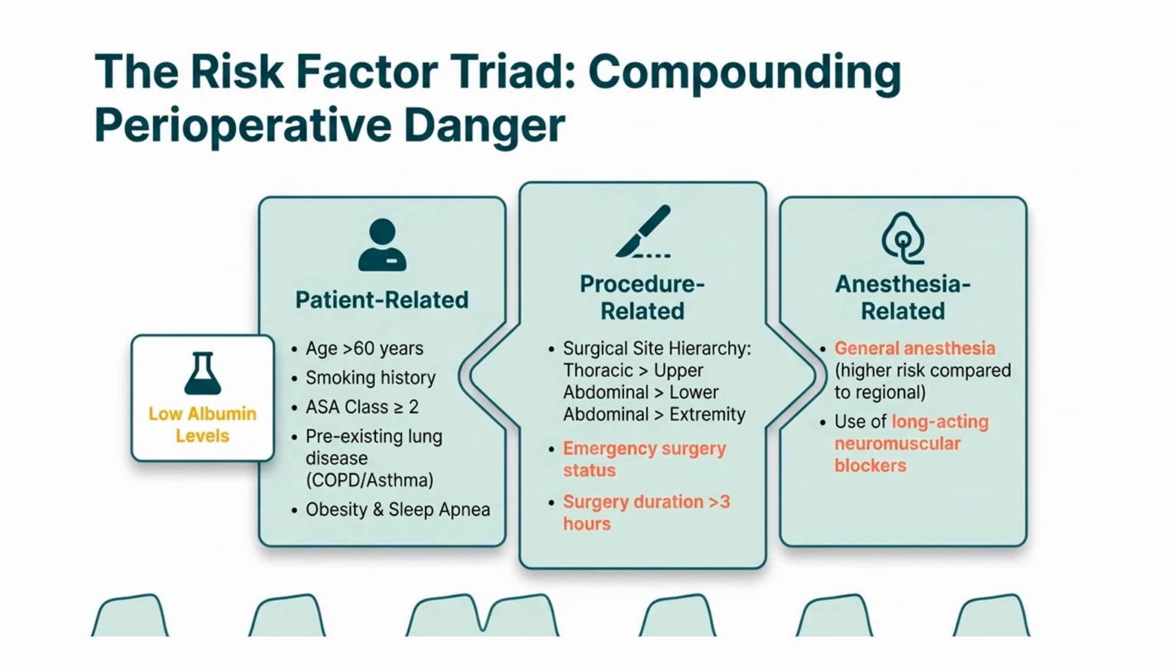And also procedure-related, intraoperative surgical procedures, mainly thoracic surgery and abdominal surgery. Thoracic surgery especially carries a very high risk of post-operative complications. Also emergency surgical status and surgery duration of more than 3 hours. Then anesthesia-related problems: general anesthesia is a very high risk compared to regional anesthesia, because of the high risk of developing atelectasis and infection, and also prolonged-acting neuromuscular blockade can cause problems for the patient.